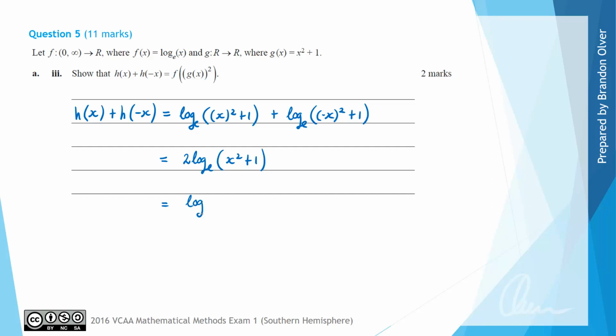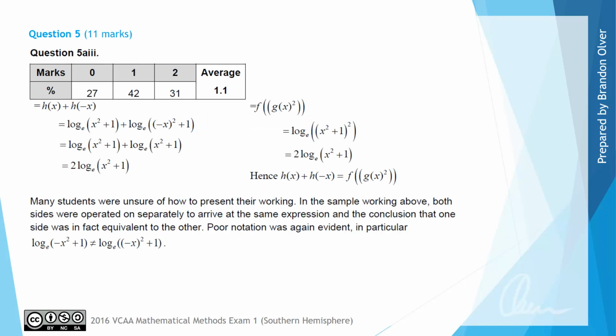So that's going to be the same as log e of (x squared plus 1) all squared, which is in fact just f of g of x squared. So we've shown that h of x plus h of negative x is equal to f of g of x squared.